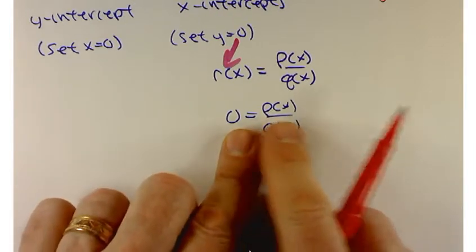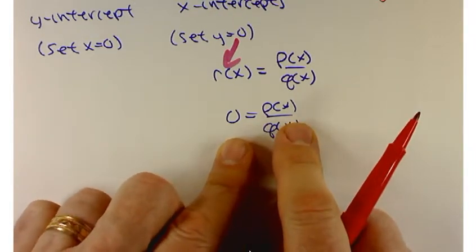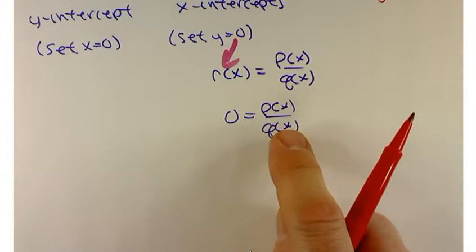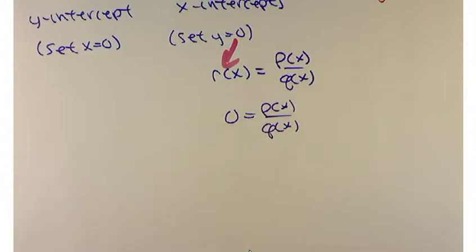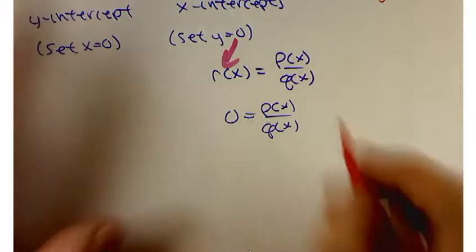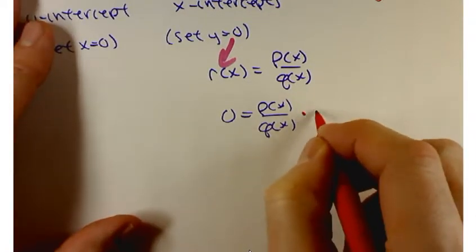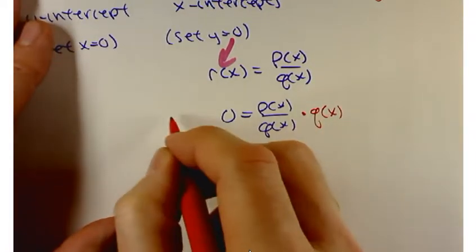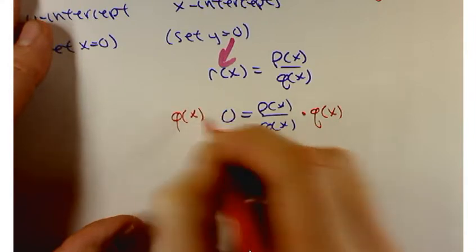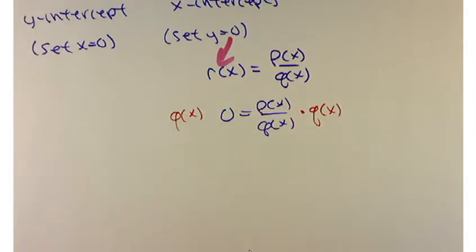I want to solve for where this is equal to 0. But I look at that and I'm like, you know what? I know you guys, you don't like fractions. You just hate working with fractions. So if I had a problem that was working with fractions, I always tell my students, get rid of the fractions. I'll multiply both sides by q of x.